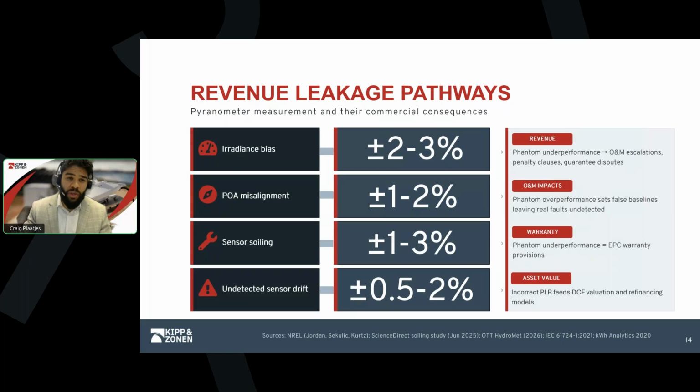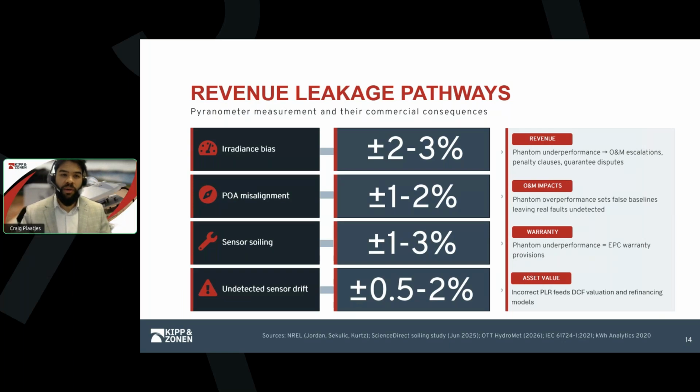The third one would be sensor soiling, and this is dust or pollen or moisture or other contaminants building up on the dome and reducing its transmissivity, which then depresses the irradiance reading and inflates the plant performance. And soiling can have an impact of 1 to 3%, depending on soiling intensity and the frequency that cleaning occurs.